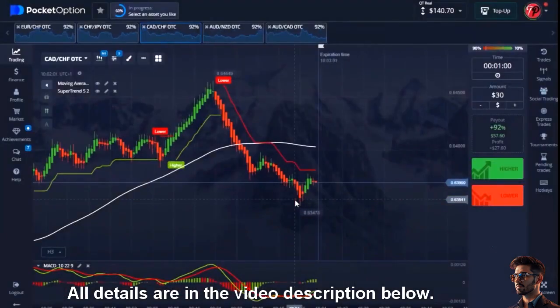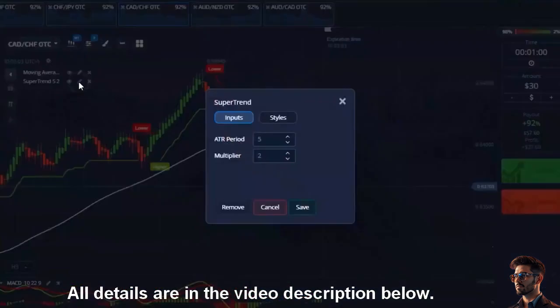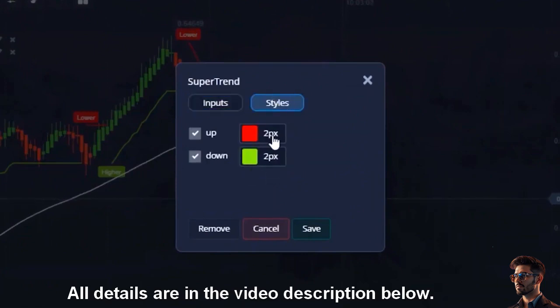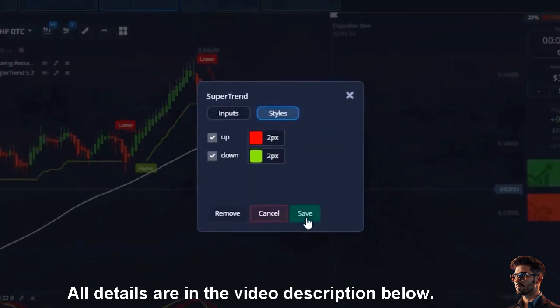The second indicator is SuperTrend, with a period of 5. The multiplier is 2. On the style part here, make sure I set my line to 2 pixels. So that's pretty much all you have to do. When you're done, you hit save.